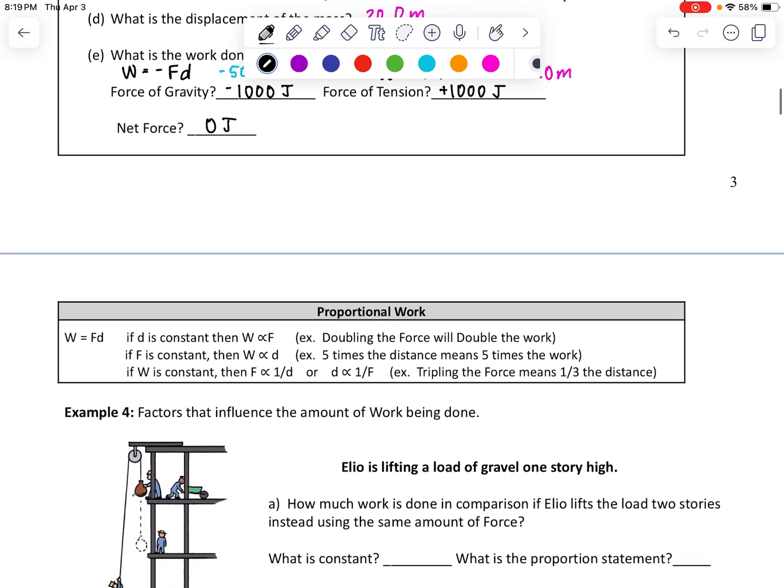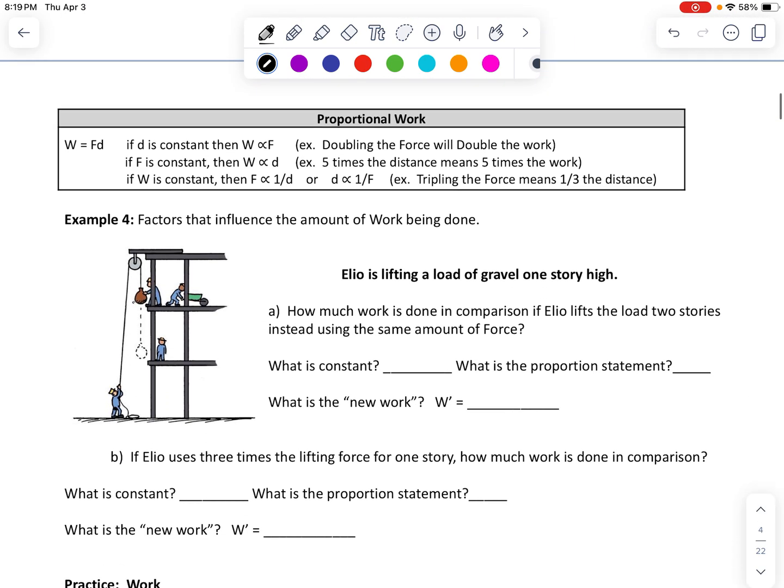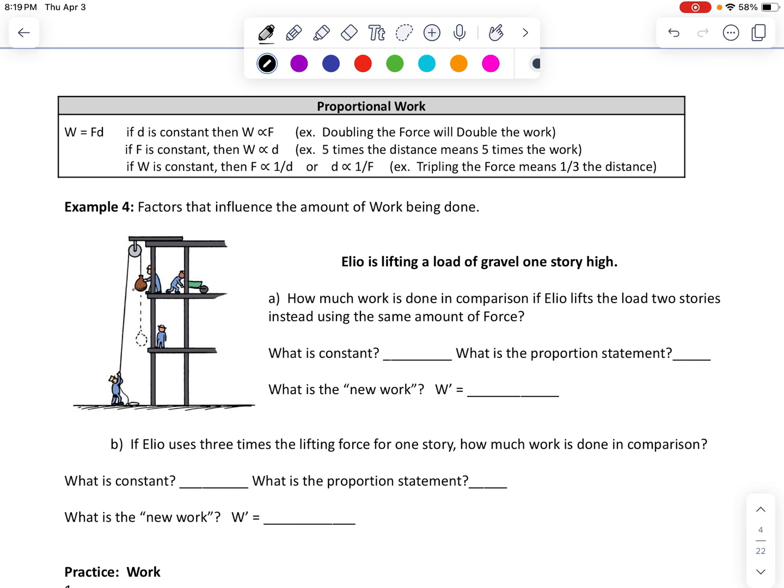The last little bit is this proportional work. Notice if distance is constant, or displacement is constant, then work is proportional to force.